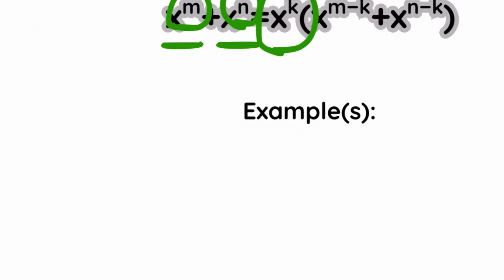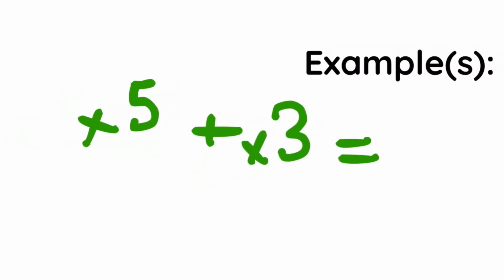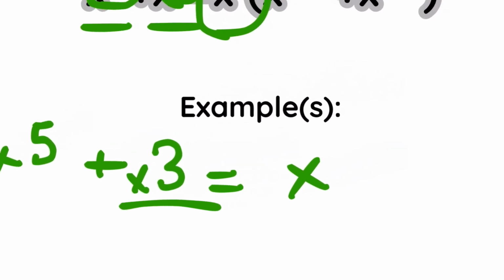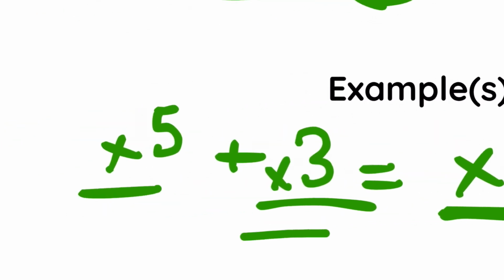So, for example, I have x to the power of 5 plus x to the power of 3. I'm going to factor out x to the power of 3 because it's smaller. So x to the power of 3, and then I'm going to subtract the powers from each other, or let's make our work simple and just divide every term by x to the power of 3, okay?